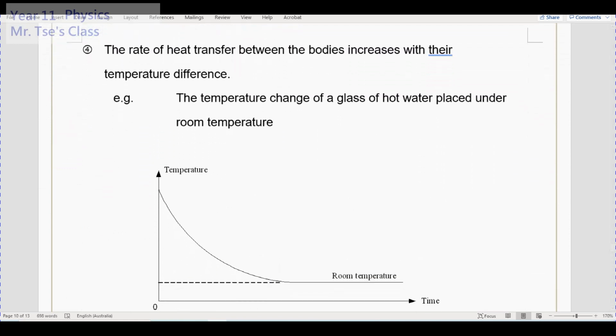And also, the rate of heat transfer between the bodies increases with temperature difference. Okay, so this is a bit abstract. What does it mean? Meaning when the temperature difference is higher, the heat flow is getting faster. The greater the temperature difference, the faster the heat flow. For example, when you have a glass of hot water, I just try to illustrate that. This is 80 degree water, and outside is only 20 degree room temperature.